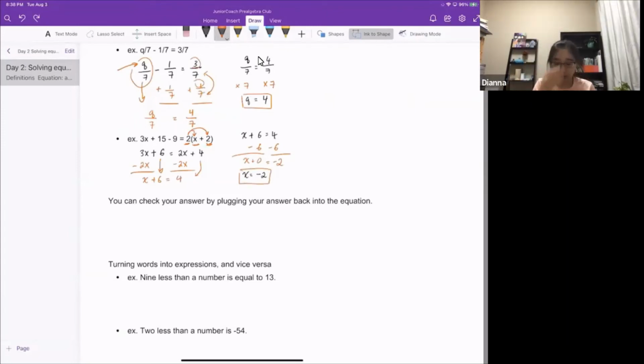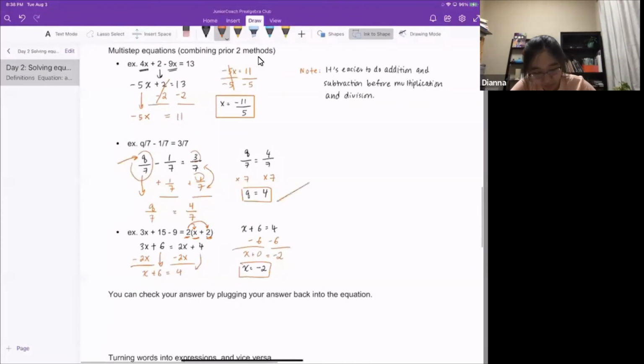Okay. And so I made this note here. You can check your answer by plugging your answer back into the equation. This is really helpful if you're doing a test or something. If I'm really unsure if my answer was correct, like if I was unsure about this one, I could plug q equals 4 back into this equation. So I would actually make q equals 4, and then I would simplify this expression. And if this side equals 3 divided by 7, then my answer would be right. So that's a really easy way to check whether or not you did the problem correctly.